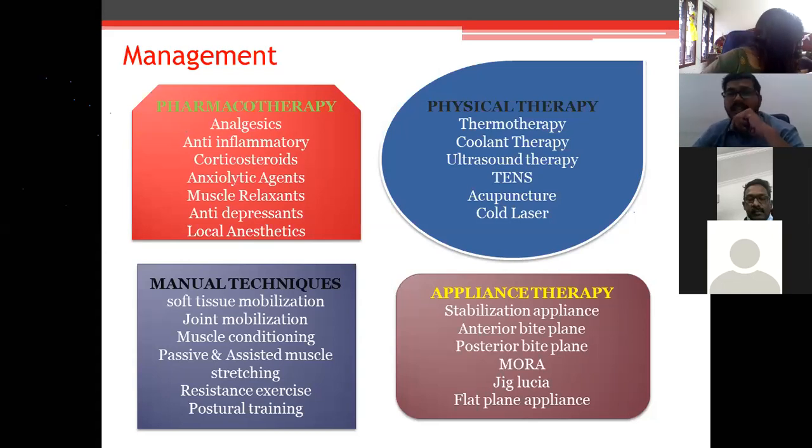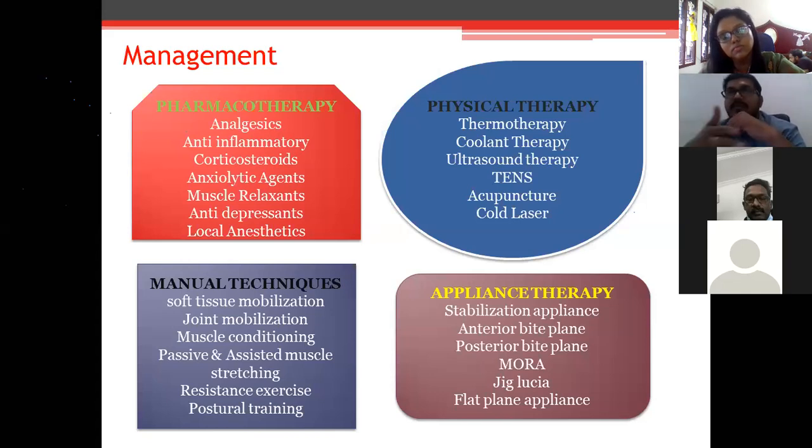And you can give thermotherapy, coolant therapy, ultrasound therapy, TENS therapy, acupuncture, cold laser. Suppose if you have located a trigger point, you can use dry needling. Simply you take a needle and just prick with the needle. The patient may feel comfortable. So all these things were there.